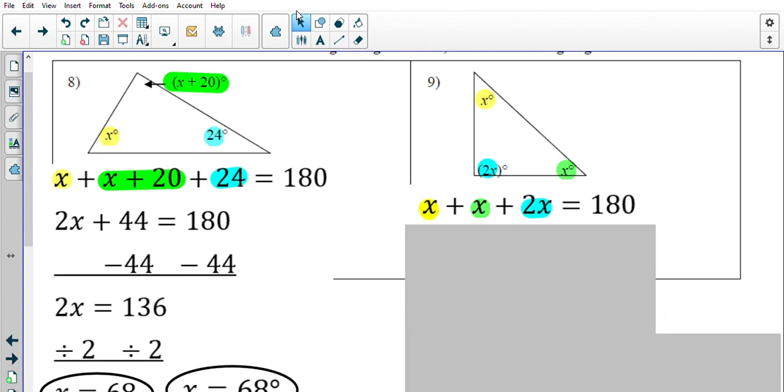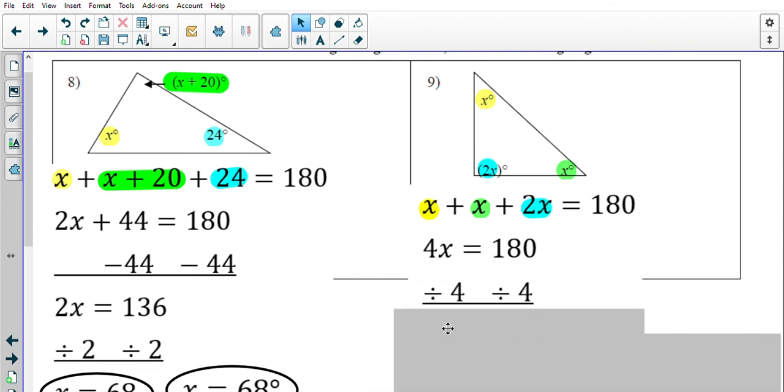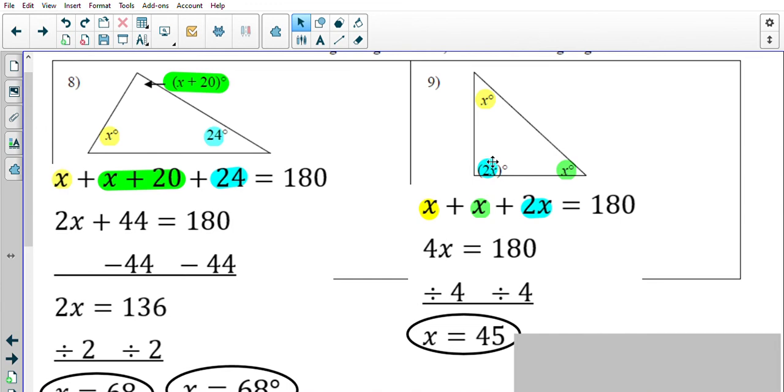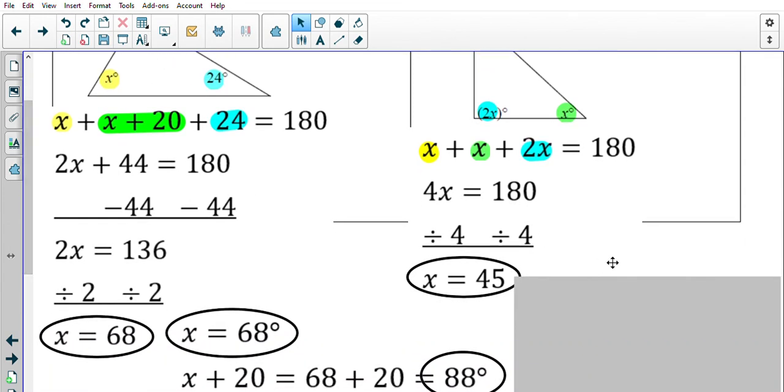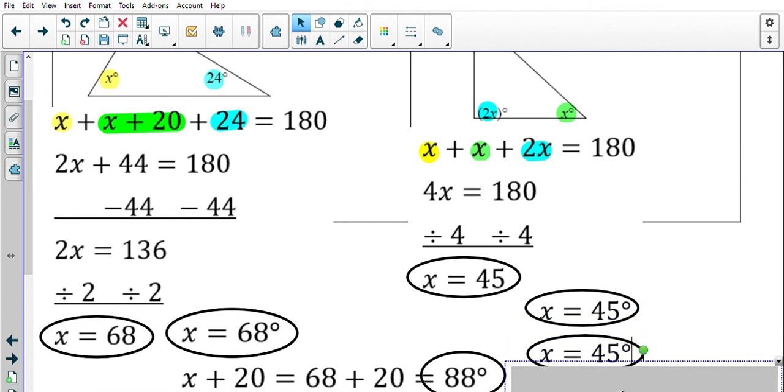Here's another example where things add up to equal 180 degrees. We've got a 1x plus a 1x plus a 2x. Feel free to put that 1 there if you want. That's going to get us 4x equals 180. Pretty easy to solve. We divide both sides by 4. That's going to get us that x equals 45. So our three angles are x, x, and 2x. Go ahead and slide this down here. So obviously the two x's are 45 degrees.